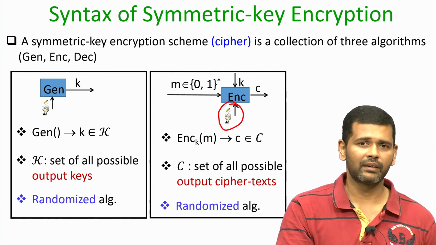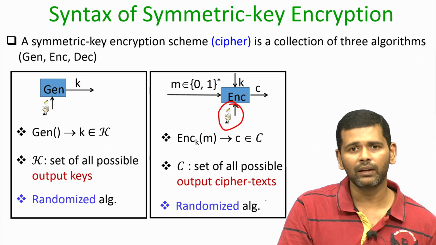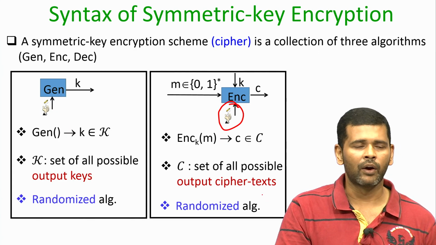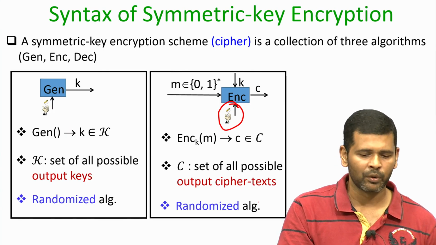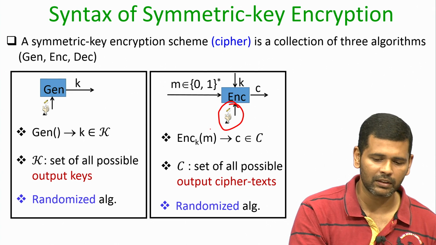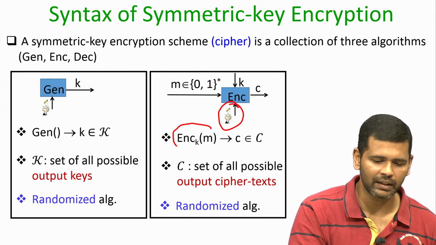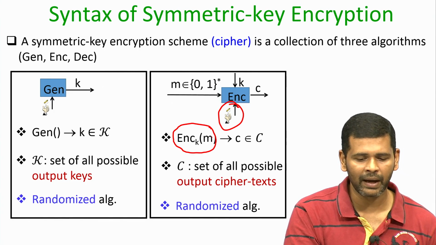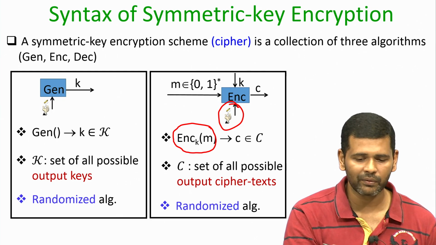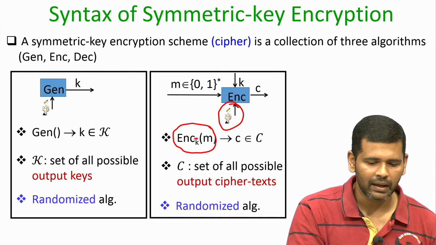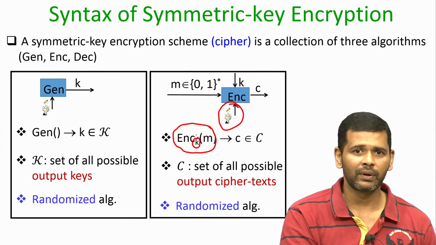As I said, since the encryption algorithm could generate internal random bits to decide the outcome C, it is a randomized algorithm. And the syntax that we use to denote the encryption algorithm is the following. We say that the encryption of the plain text m. Within the brackets I am writing the message m as the input, that means that is the external input which this encryption function takes as input, and the key k is put as a subscript.